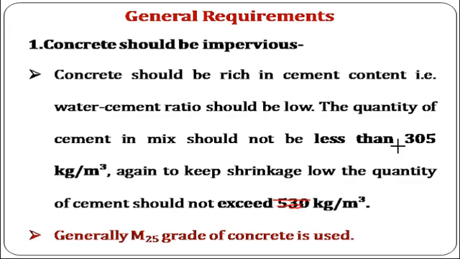The minimum cement content should not be less than 305 kg per meter cube, while the maximum cement content should not exceed 450 kg per meter cube as per the code. And the minimum grade of concrete to be used for a liquid retaining structure or water tank should not be less than M25 grade.